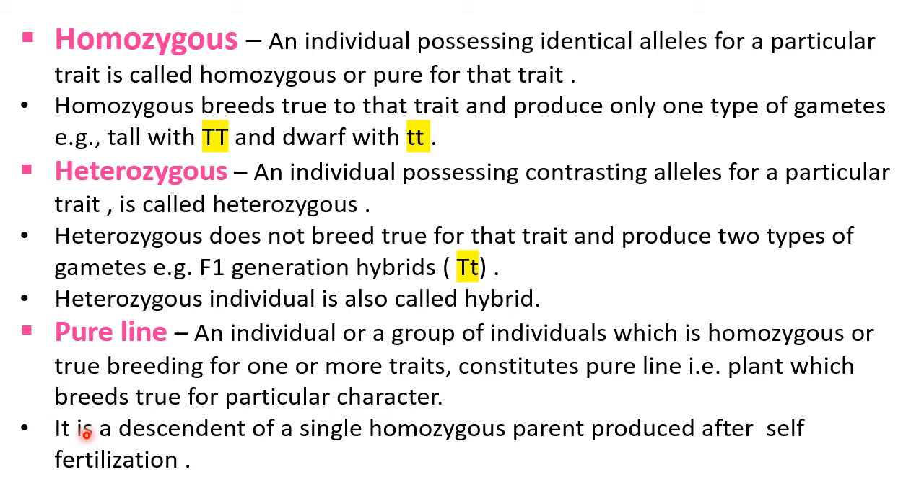Pure line is a descendant of a single homozygous parent produced after self-fertilization. For example, in pea plant, self-pollination is found. So when self-pollination occurs in a plant, the newly produced varieties are pure line. That means they are similar to their parents. There is no genetic difference between them. Hence, they are called pure line. So pure line is similar to the term homozygous.